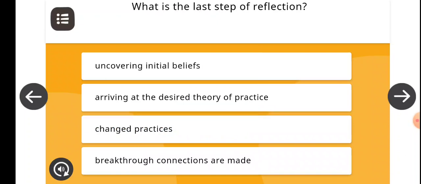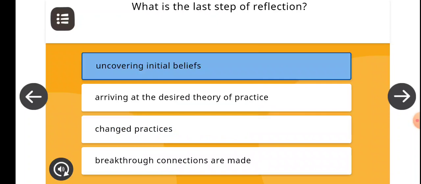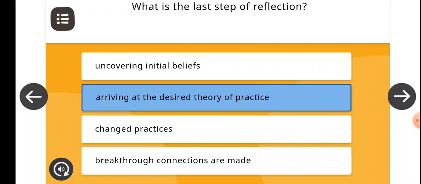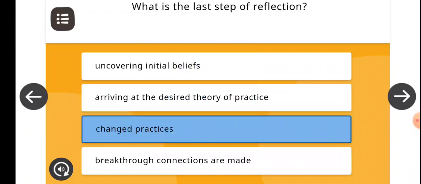What is the last step of reflection? See, while doing reflection, what will we take as the last step? Uncovering initial benefits. So we have initial benefits, and we need to uncover them. Is it the last step, or arriving at the desired theory of practice? At the end of the lesson, we will get the desired theory of practice. Is it the right answer, or changed practice?